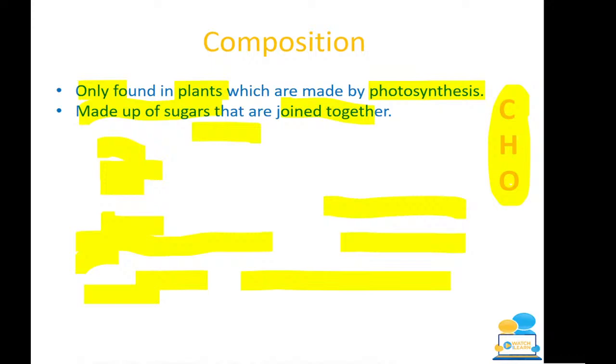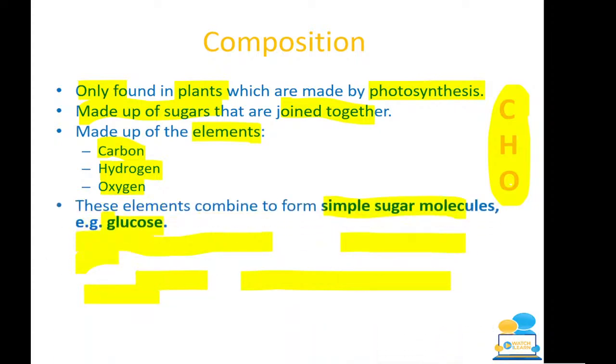So our carbohydrates are made up of sugars which are joined together. They are made up of the elements carbon, hydrogen, and oxygen, hence why I have this here, CHO. You'll know that carbohydrates and fats are carbon, hydrogen, oxygen, but our protein is unique in that it has those 3 plus our nitrogen. So these elements combine to form simple sugar molecules such as glucose. So carbon plus hydrogen plus oxygen, they all bond together and they form simple sugar molecules such as glucose, which is your C6H12O6. And anyone doing science will know this because this comes up under that course as well.